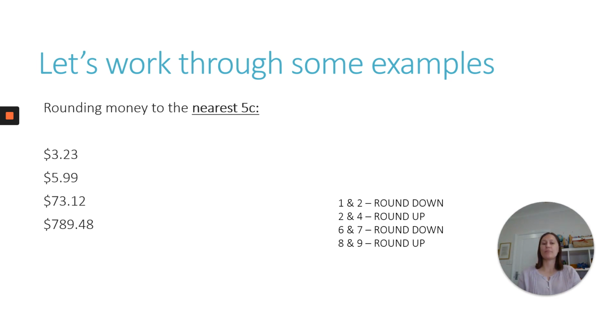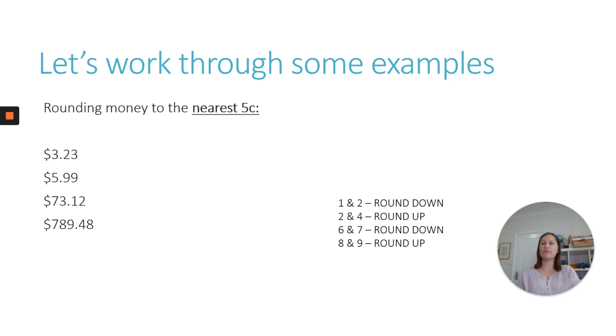So that would be 44 would round up to 45, 43 would round up to 45. 6 and 7 we round down, and 8 and 9 we round up. So pause now and have a quick look at these examples. Okay, and we're going to look at them together now.